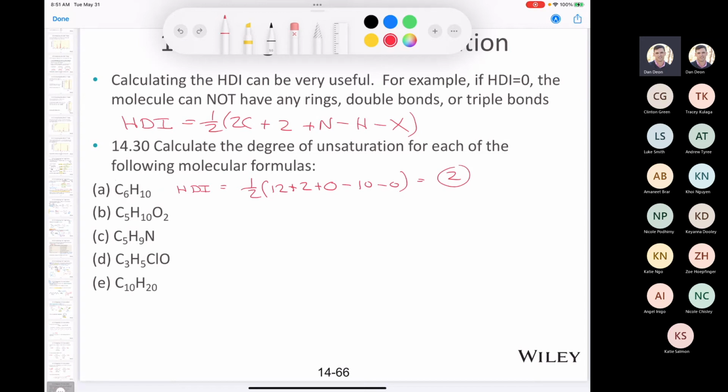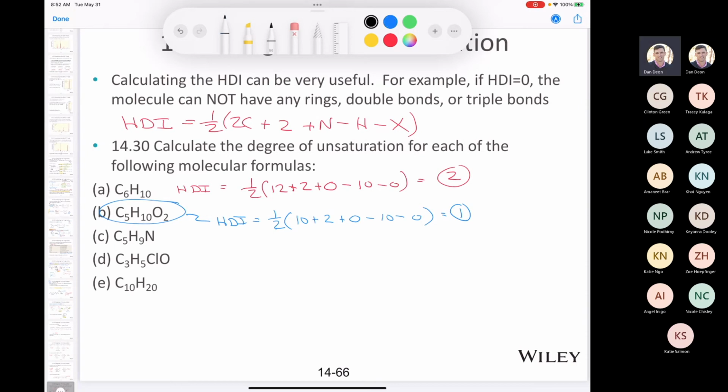And so for this compound, we could either have a ring and a double bond, a triple bond, 2 double bonds, or 2 rings. If I give you a second, could you try and calculate this one here? HDI is equal to something. Could anybody get that one? Again, if you need a calculator, no problem. Did anybody get an answer for this one? Yeah, thanks, Nicole. Yep, the answer is 1 for this one.